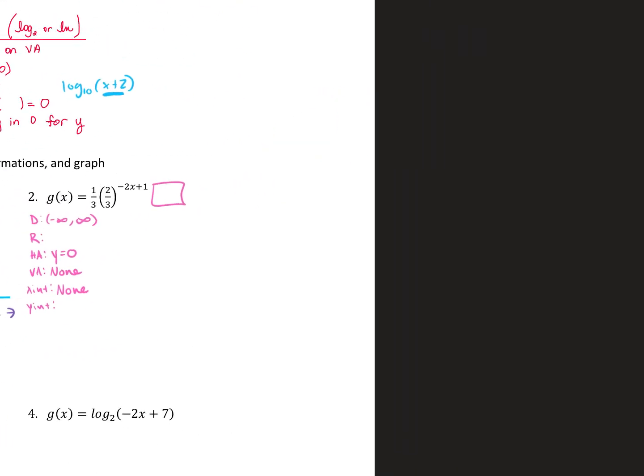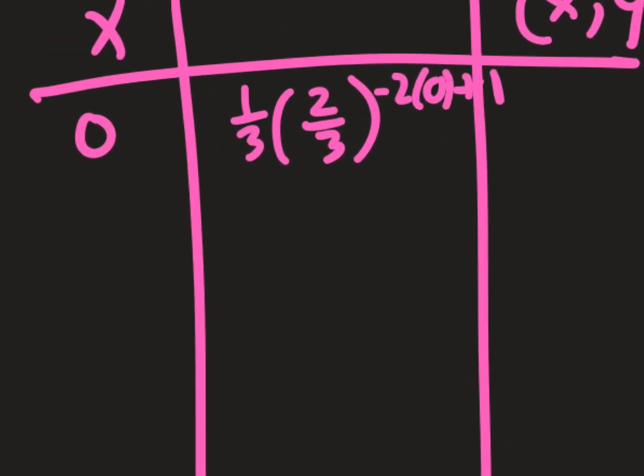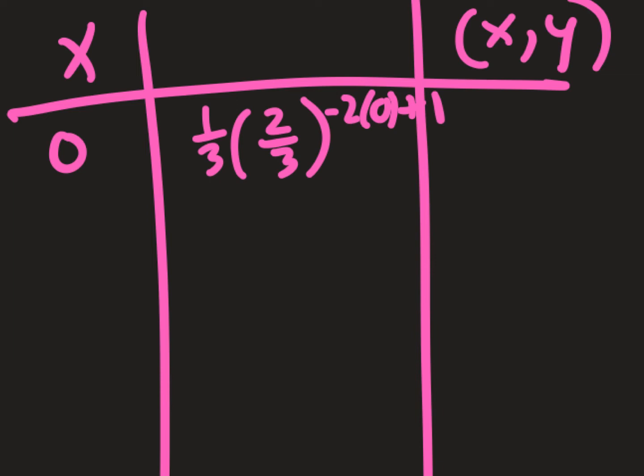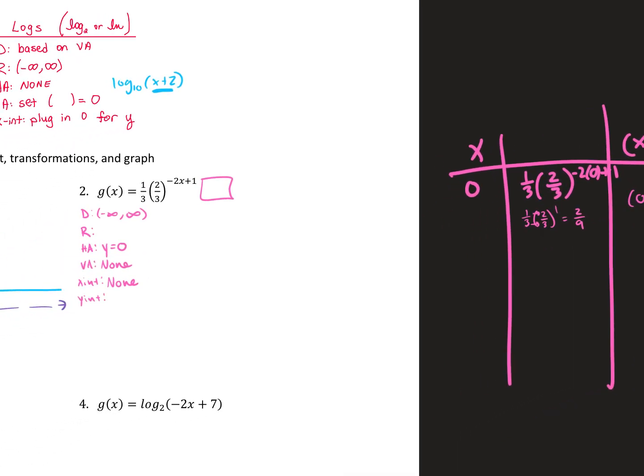Plug in 0 for x. So I'm going to do that on the side over here. These are my x values, and I'm going to get some coordinate points. So I'm going to plug in 0 first. So I have 1/3 times 2/3 to the power of negative 2 times 0 plus 1. Let's solve. So negative 2 times 0 would just be 0, plus 1 would be just 1. So 1/3 times 2/3 to the power of 1. What's 2/3 to the power of 1? Just 2/3. How do I multiply fractions? Multiply the numerators, multiply the denominators. So this would be 2 over 9. So my point here is 0, 2 over 9. So that would be my y-intercept.